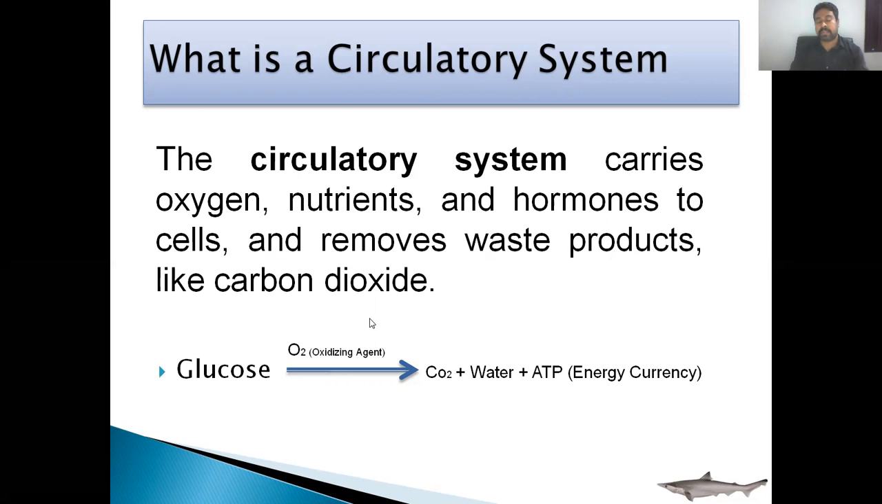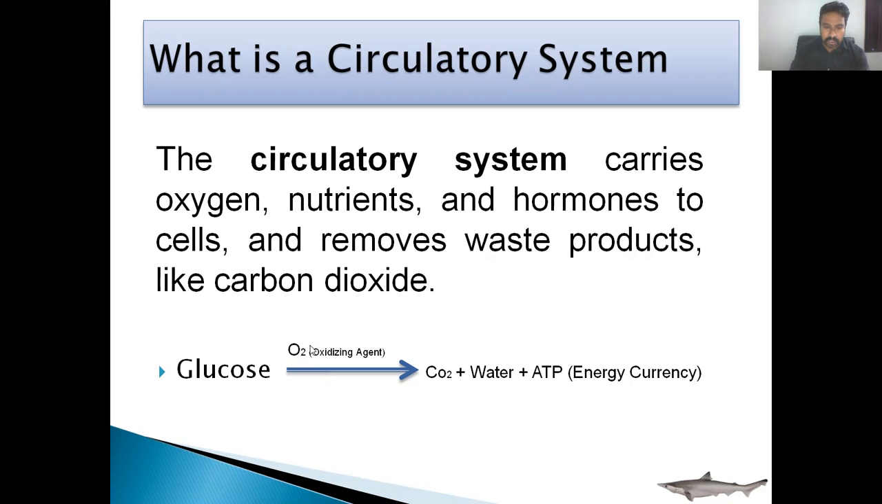In the previous videos, we have seen that the glucose molecule is produced from carbohydrates after the breaking by enzymes of the digestive system, and the oxygen gas is coming from the respiratory system. This oxygen gas oxidizes the glucose and energy is produced.